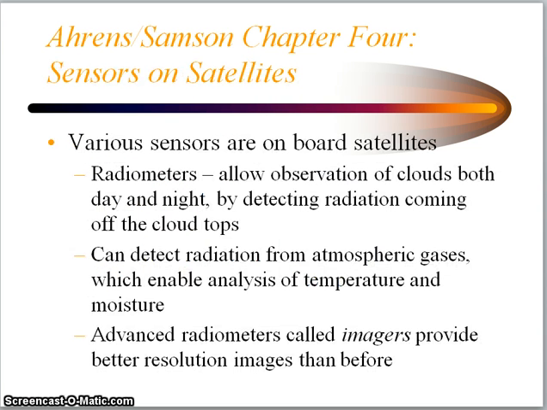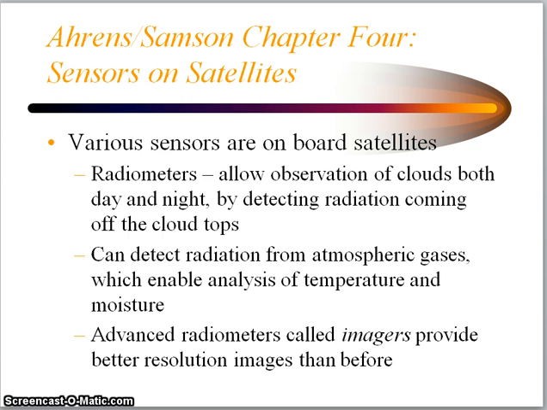There are various sensors on board these satellites now. One is called a radiometer, which allows observation of clouds both daytime and nighttime by detecting radiation coming from the cloud tops. Bottom line is this. During the daytime, you take your camera outside, and if it's sunny or cloudy, at least you have daylight, you take a picture. At night, you have to use a flash.